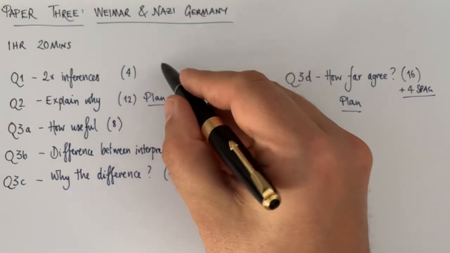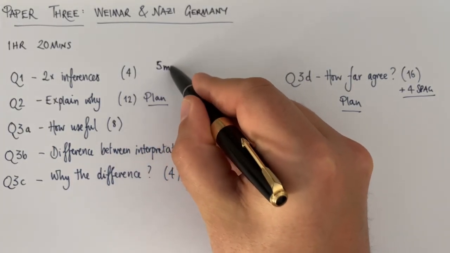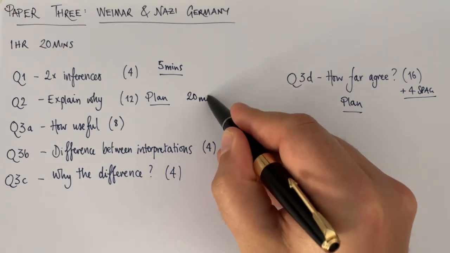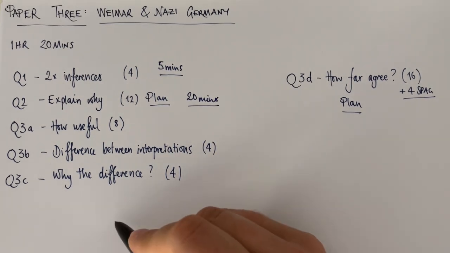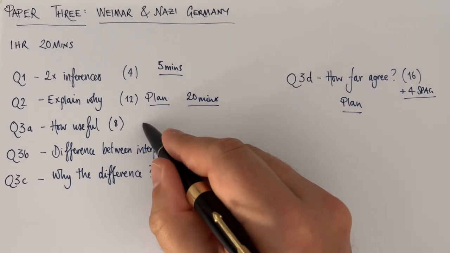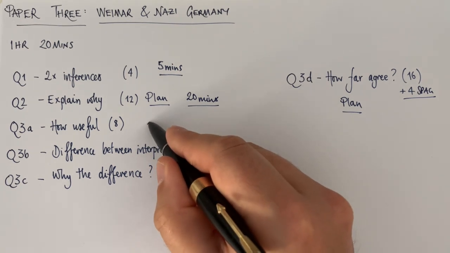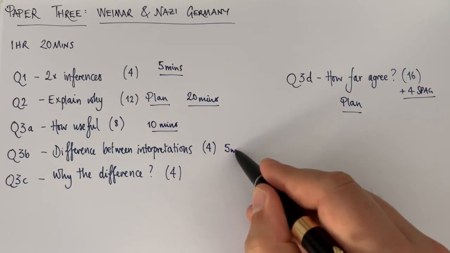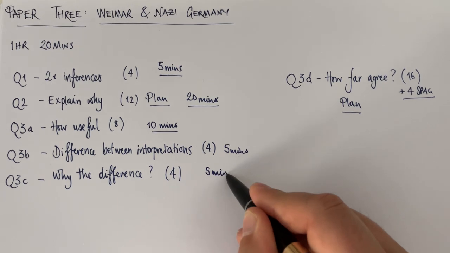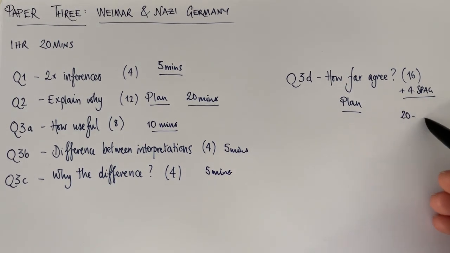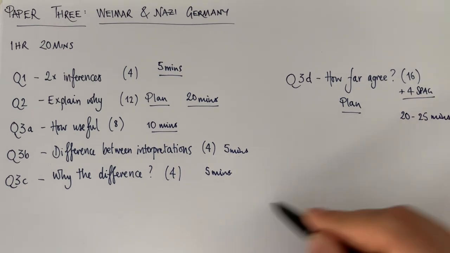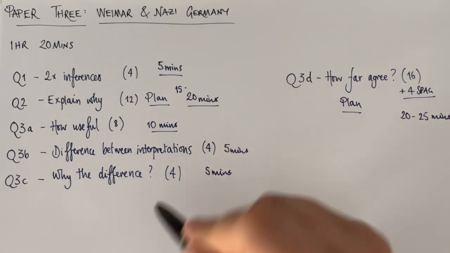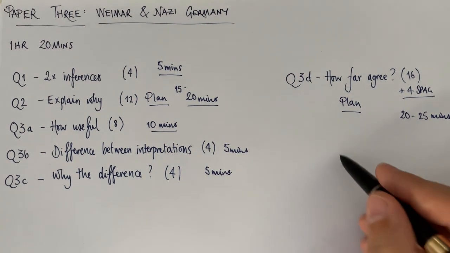So in terms of timings, we would be going for 5 minutes for question 1. We would be going for 20 mins for question 2. Tops, we would be going for 5 mins to 10 mins maybe for this one. We would be going for 5 mins for this one, 5 mins for this one, and 20 to 25 mins for this one. That's not going to give us a huge amount of time, but you can probably by now be able to knock and explain why out in 15 to 20 minutes, which will give you 5 mins spare.